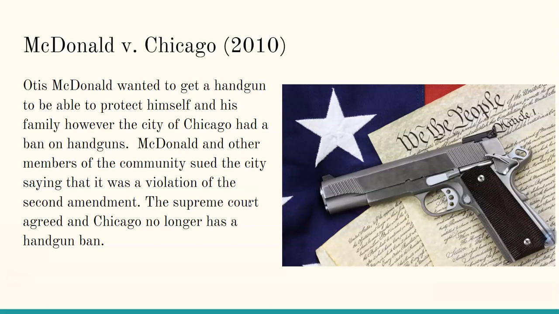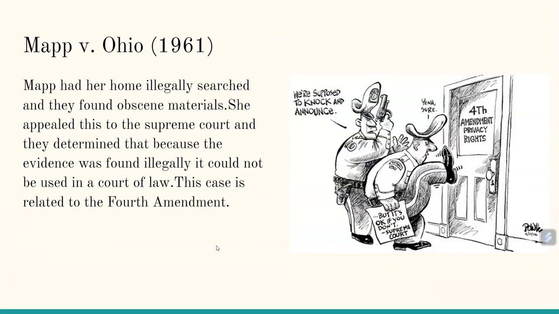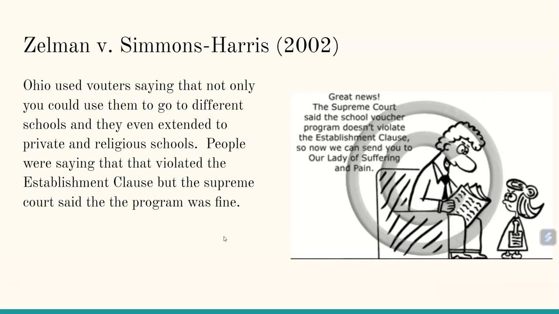McDonald versus Chicago, there's a Second Amendment case about guns. The constitutionality of guns, when they can be carried, can they be concealed, all these sorts of things. So there's a lot of cases regarding the Second Amendment. Mapp versus Ohio. This is a privacy case, a Fourth Amendment case, and a big one. You're going to see Mapp versus Ohio several times in this class. High likelihood it's going to be on the AP exam.